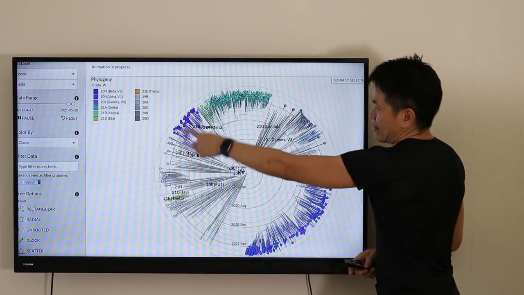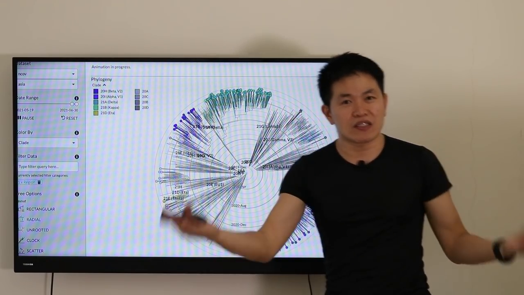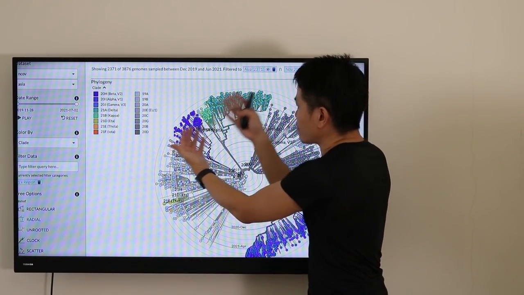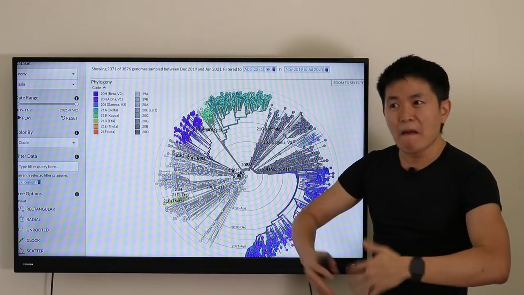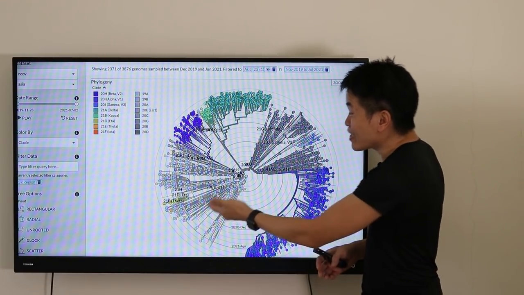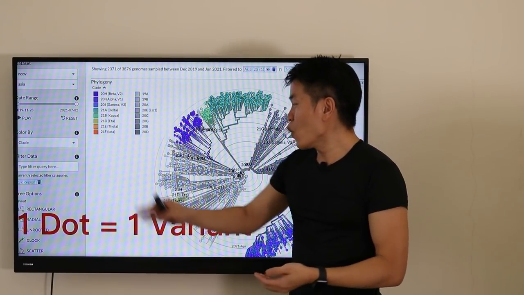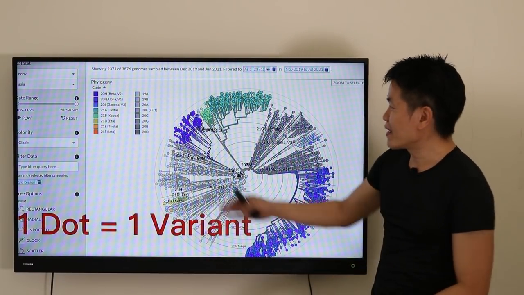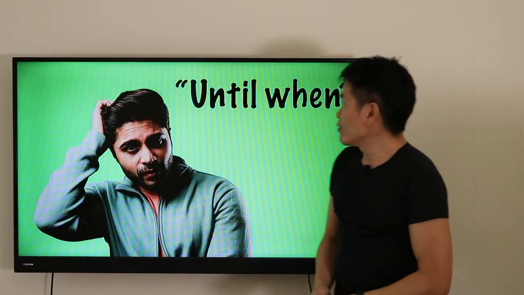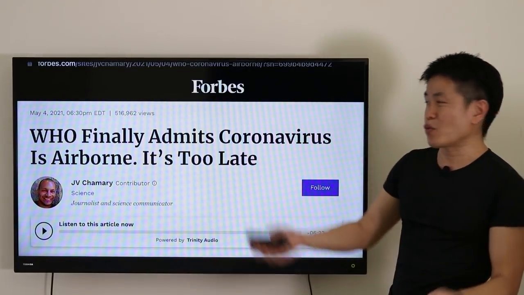So look at this. Now you tell me, can we stop the mutation? Can we stop the formation of new variants? Is it getting faster, more, or is it going the other way? No, it's getting more. We cannot stop it now. So 1 dot is equal to 1 variant. How many dots are there now? So until when is my question, but before I answer that, really have a good look at this one.